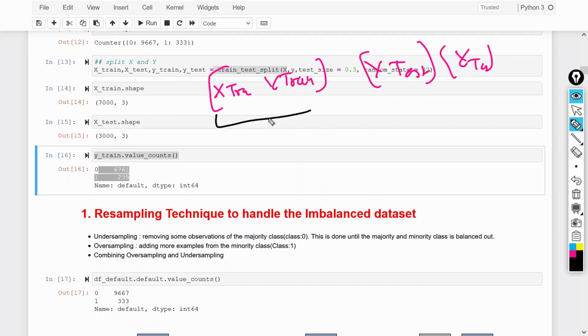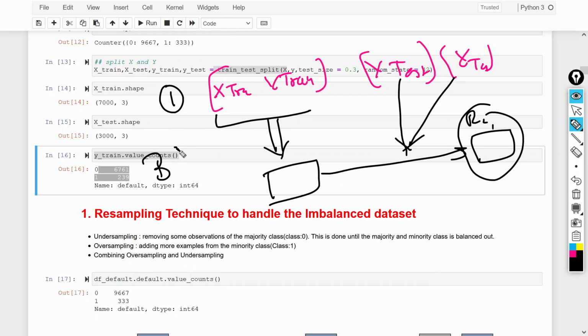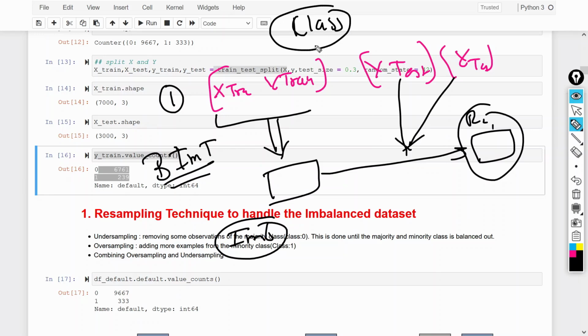So what we will do, we will train our model with the help of these two and evaluate our model with the help of these two, right? And we will check the recall, precision and other metrics. This is the normal approach, before we apply the imbalance technique. Now we will apply the imbalanced mechanism to deal with the imbalanced data set. Imbalanced data set means class distribution, so we deal with the class distribution and make it balanced.